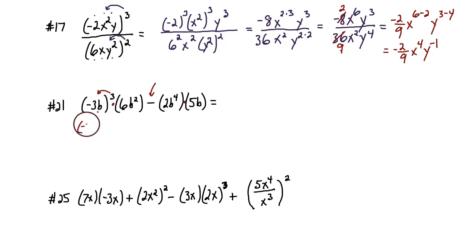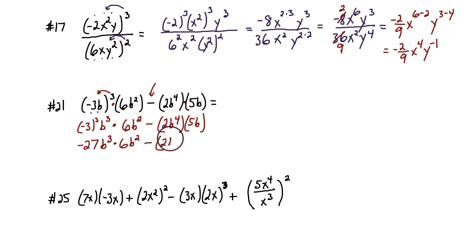We're going to get the negative 3 raised to the third power and then the b raised to the third power. Over here, let's just copy down the 6b squared. Now the minus sign. Over here, let's copy down the 2b to the 4th and the 5b. Next step, negative 3 to the third power is negative 27. Next step, negative 27 times 6 is negative 162.